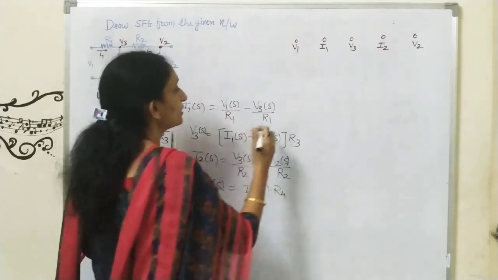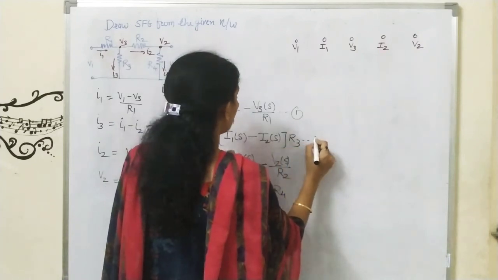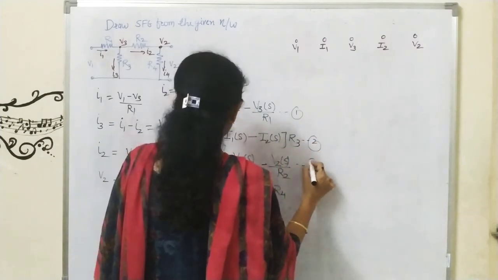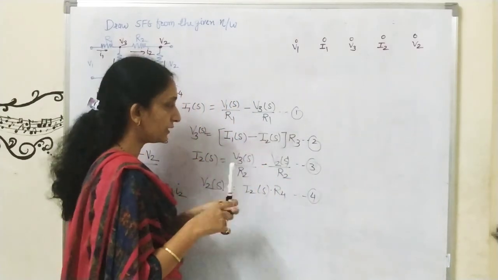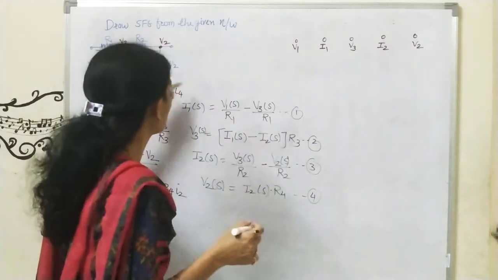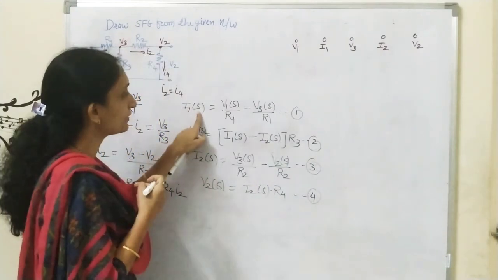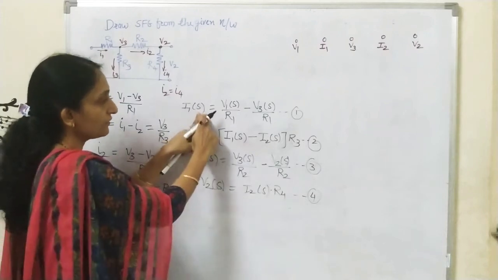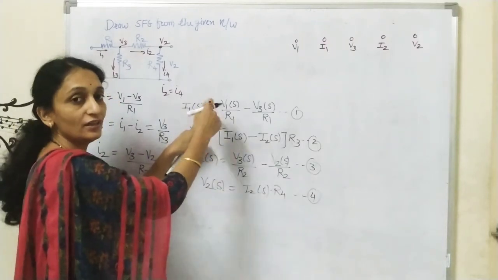So this is equation number 1, then we have equation number 2, equation number 3, equation number 4. If it is required, then we will rearrange. So now start with this. First of all, I1 of S. I1 of S is equal to, as we have already studied, output is equal to gain into input.